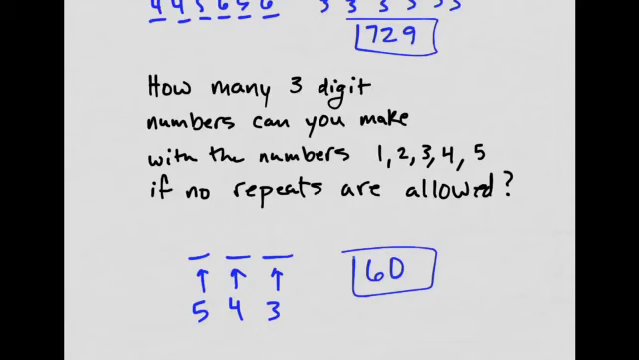60 numbers. I can make 60 3-digit numbers, and none of them will be like 2, 1, 2, where I have digits repeating. So there we go. That's it. We're done. Goodbye.